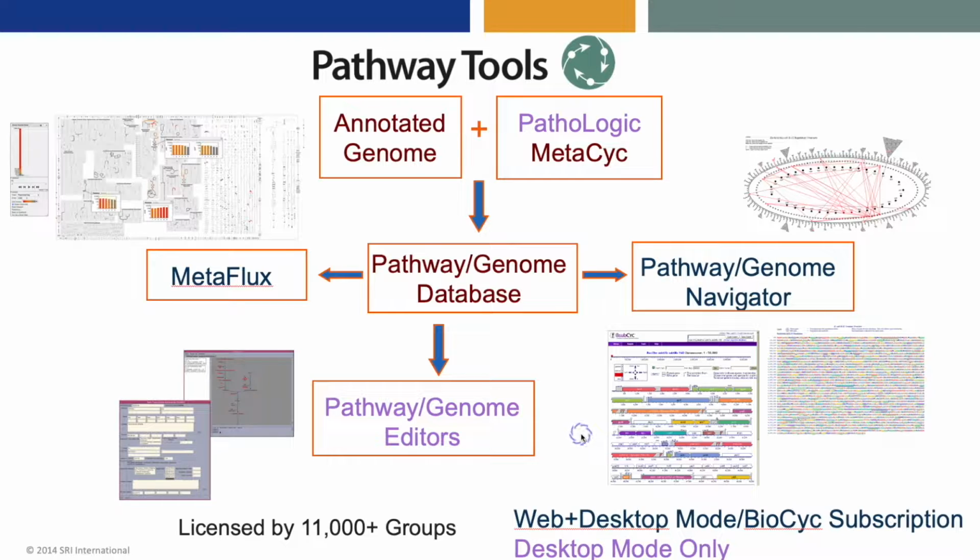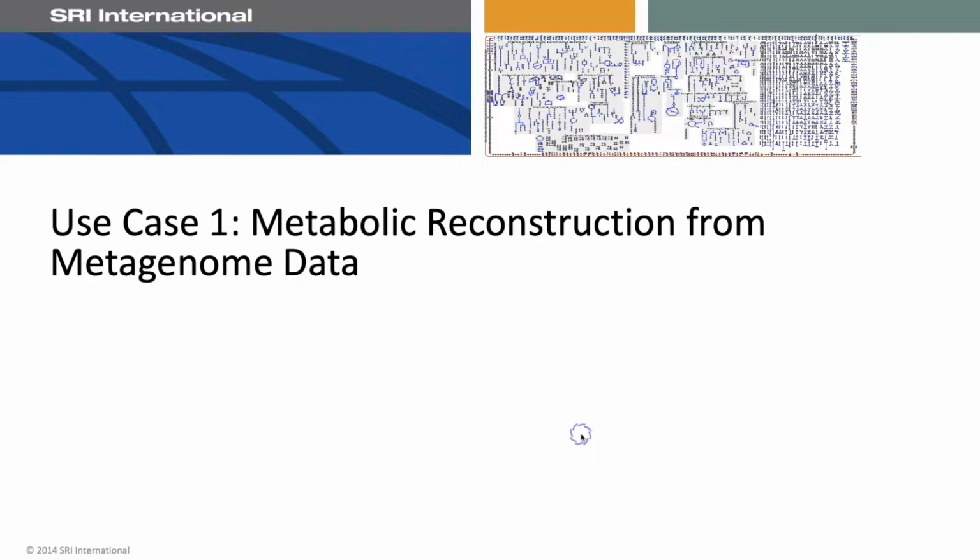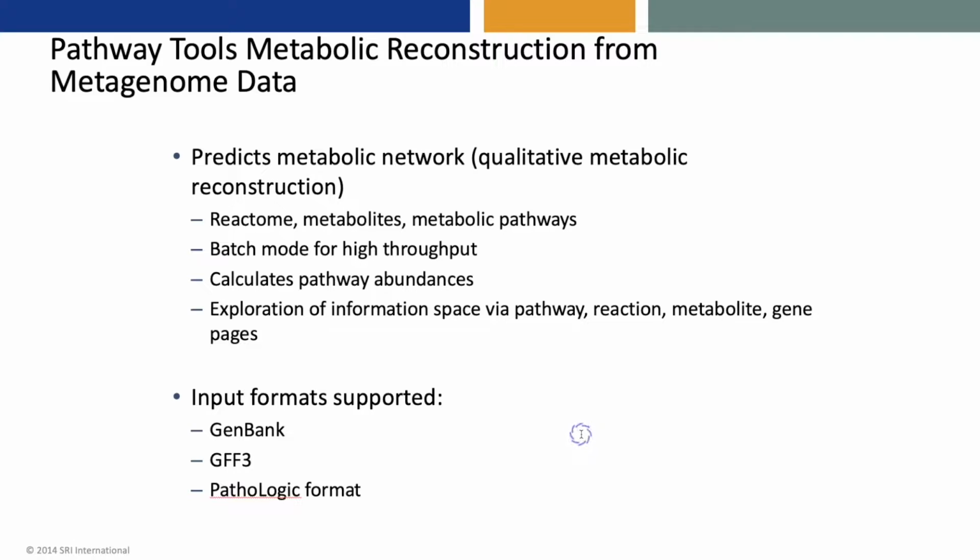modeling tool. Now, the first use case I want to discuss with regard to the microbiome data is performing metabolic reconstruction from metagenome data. What this process does is to predict the metabolic network of an organism from an input annotated metagenome, by which I mean performing a qualitative metabolic reconstruction for the organism that predicts its reactome and the component metabolites of those reactions and predicts the metabolic pathways of the organism.